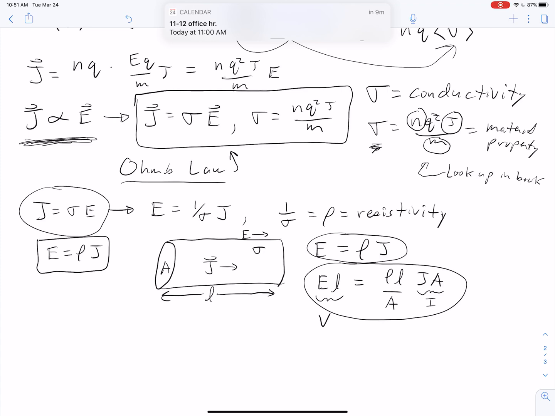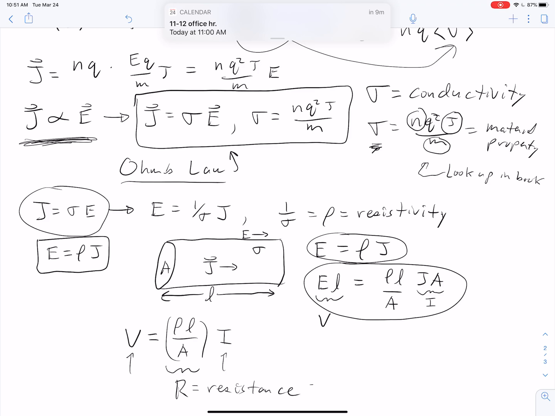And so this then leads to this relationship. I have V equals this thing, rho L over A times I. I see that the voltage across my wire is proportional to the current, and the constant of proportionality is this thing, rho times L over A. And what do we call that? That's otherwise known as R, the resistance.